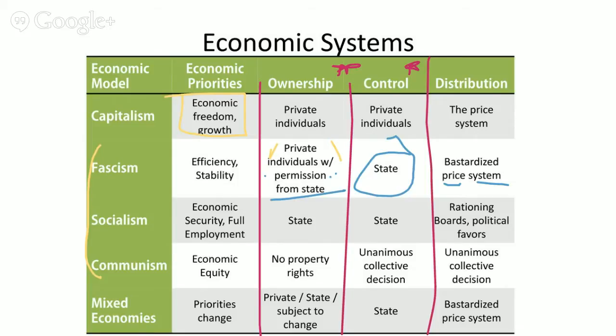And so in a fascist economic model, the price system doesn't work the way that it's supposed to. Remember, prices are the language that markets speak, and markets are simply human interaction. So when we don't allow the prices to function the way that they're supposed to, the communication signal isn't there. Okay.